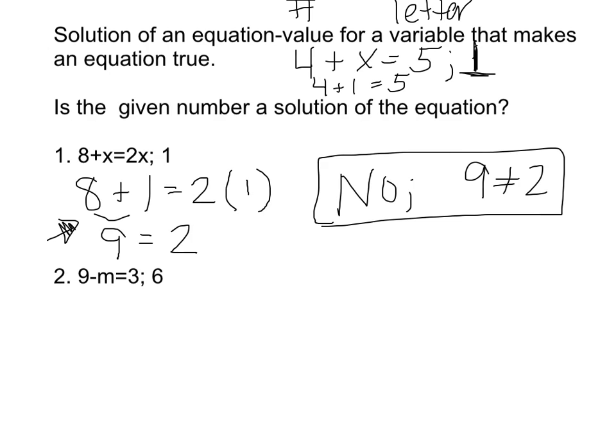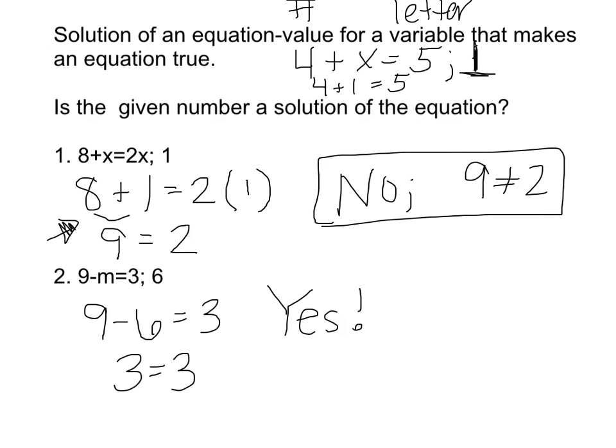Alright, so let's try again. We have 9 minus m equals 3. I'm going to plug 6 in wherever I see an m. So I'm going to do 9 minus 6 equals 3. 9 minus 6 is 3, equals 3. Is it true? Why, yes. It is true. So I'm going to put a box around the yes. Again, if it asks you to explain, you would just write 3 equals 3, and that is good enough explaining for me.